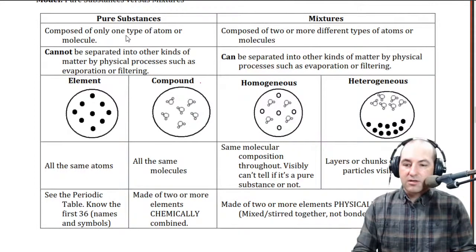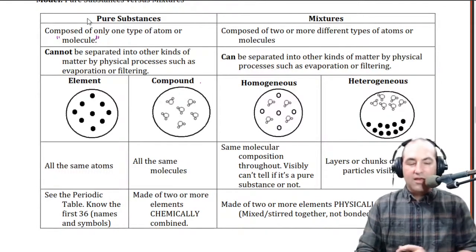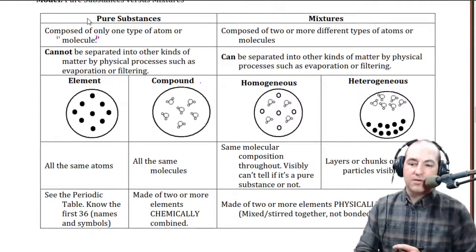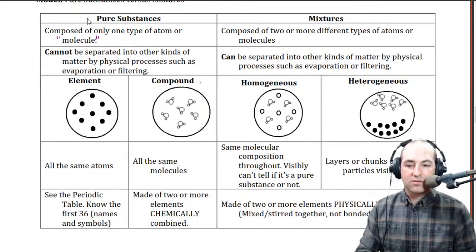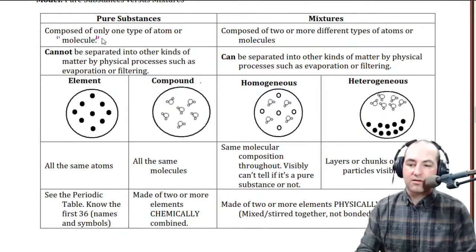Pure substances are composed of only one type of atom or molecule. And you know what? I'm going to put that in quotes because, again, that's not quite right from the chemistry standpoint. There are other things that are pure substances that are not molecules. They're called extended solids, for instance. So big things that keep going in all directions. And then mixtures are going to be two or more different types of atoms or molecules.